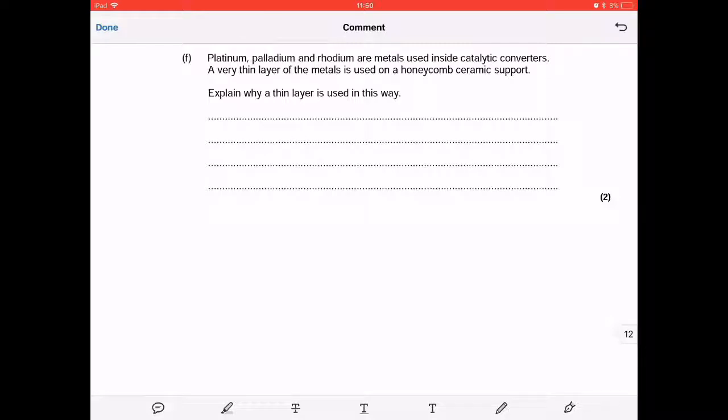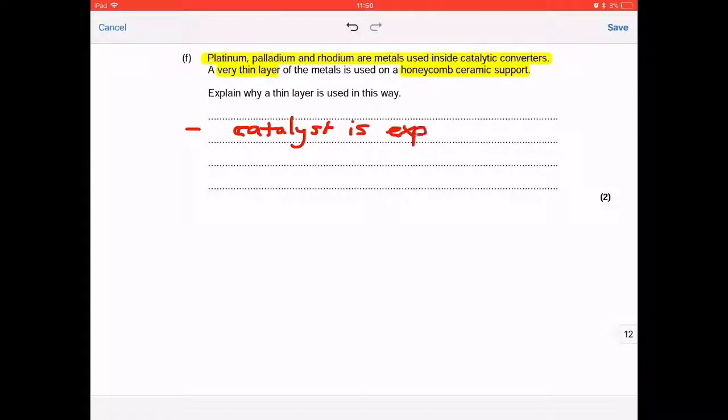Finally in this question, we're talking about the different catalysts that are used in catalytic converters, and you've got the terms a very thin layer on a honeycomb ceramic support, and effectively you've got to use both of those pieces of information in order to get both marks. So the reason it's used in a thin layer is because the catalyst is expensive. So you use a thin layer in order to reduce the cost.